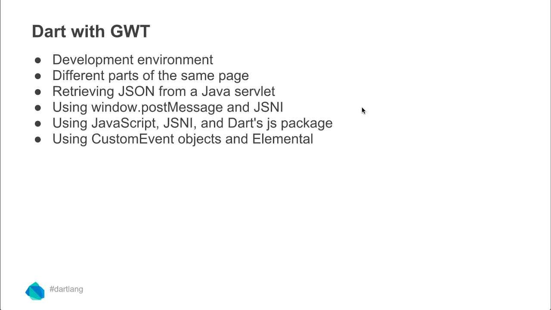To do this, I've built a sample application that uses both GWT and Dart. I'll show you how to set up a development environment so that you could work with both technologies. Then I'll show you a variety of ways in which you could get GWT and Dart to interoperate, such as using GWT and Dart to manage different parts of the same page, using Dart to retrieve JSON from a Java servlet, using window.postMessage and JSONY to pass messages between GWT and Dart, using JavaScript, JSONY, and Dart's JS package for synchronous interoperability between GWT and Dart, using custom event objects and Elemental to pass messages between GWT and Dart.